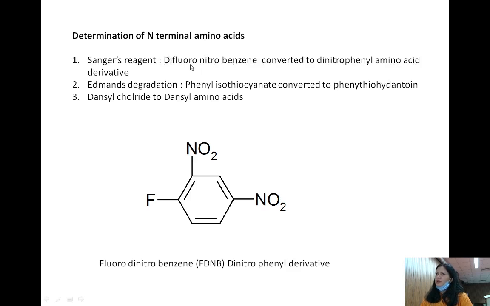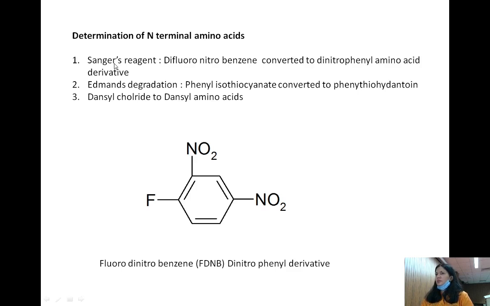So when you add this difluoronitrobenzene, it will react with the N-terminal amino acid and form the dinitrophenyl amino acid derivative. Okay, once it forms the dinitrophenyl amino acid derivative, it can be hydrolyzed and the separated amino acid can be identified by paper chromatography. Clear?